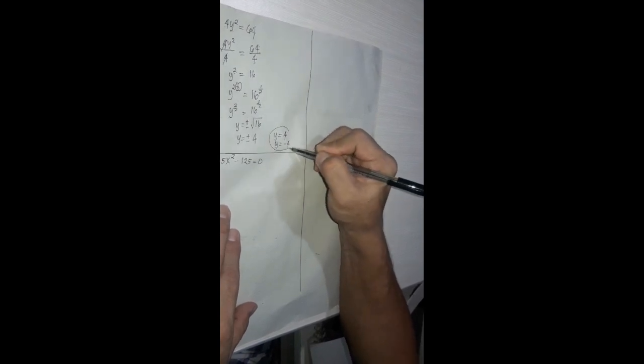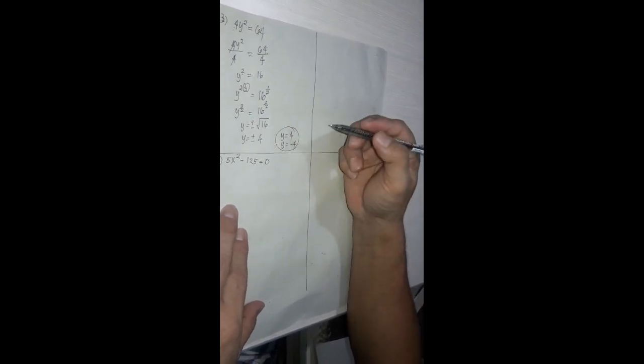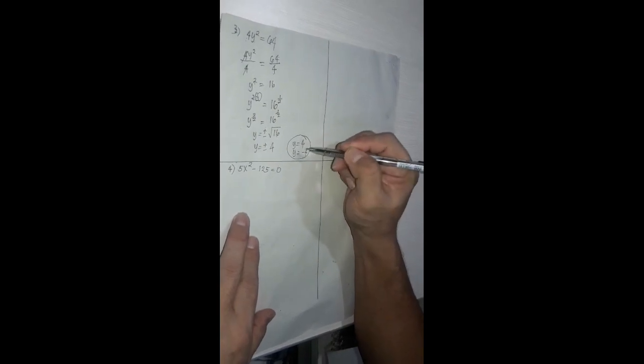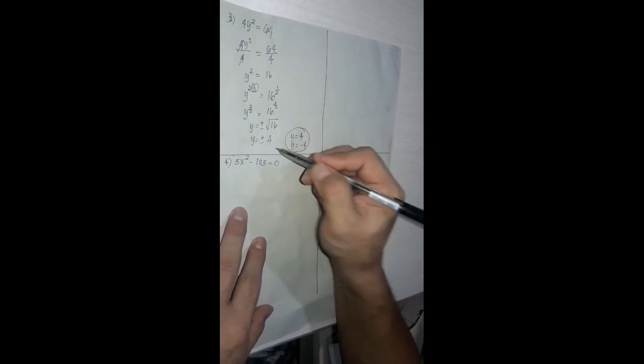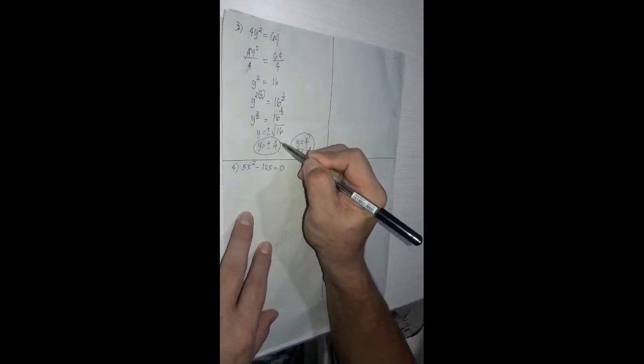You can have these values, or you can have these solutions or roots of the equation 4y squared equals 64, or you can have this as your final answer.